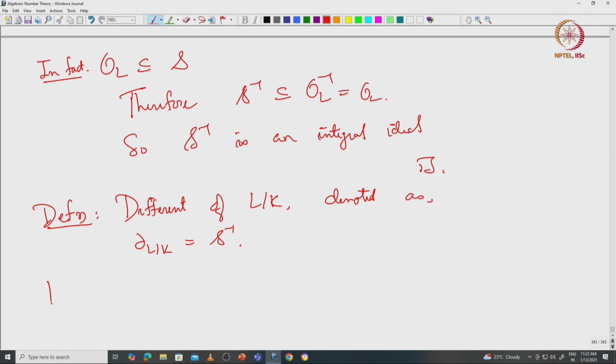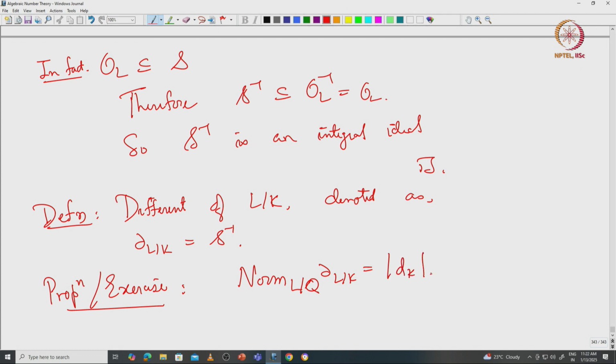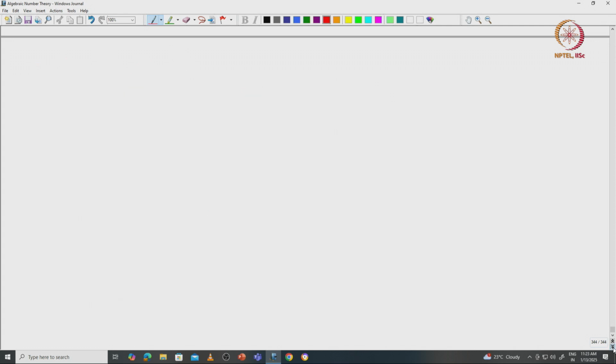And here is a proposition slash exercise, which we kind of have from whatever we have done up to now. If you take the norm from L to Q of this different, this is equal, by what we have shown before, to the modulus of the discriminant d_K, right. So, that is a wonderful new invariant that we have defined. It is called the different or the different ideal. It is an ideal, right, it is not a number.